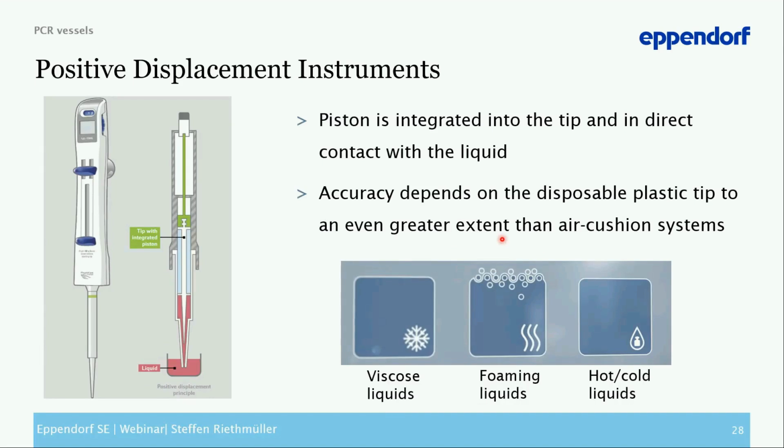In case you're working with very viscous liquids, like for instance a viscous polymerase which is stored in glycerol, then it makes sense to use positive displacement instruments. These positive displacement pipettes are in direct contact with the liquid, so there's no air cushion. The piston is in direct contact with the sample, and this helps to improve accuracy when working with viscous liquids, foaming liquids, and also hot and cold liquids.